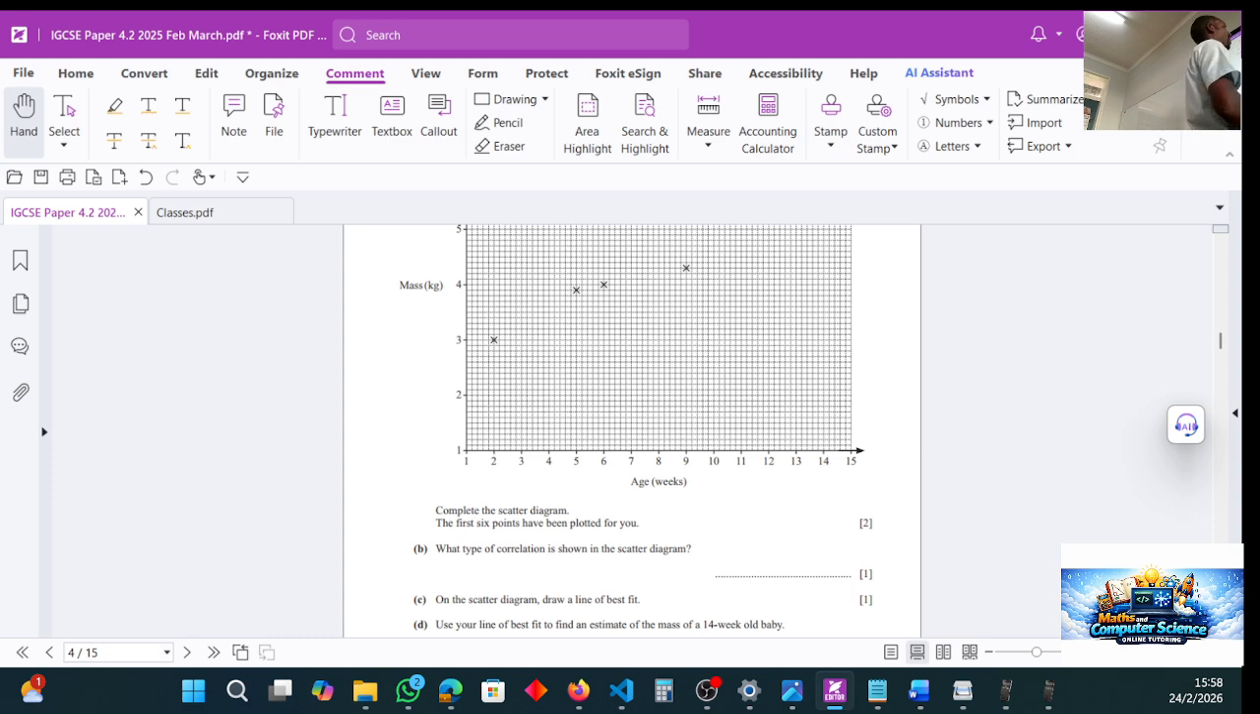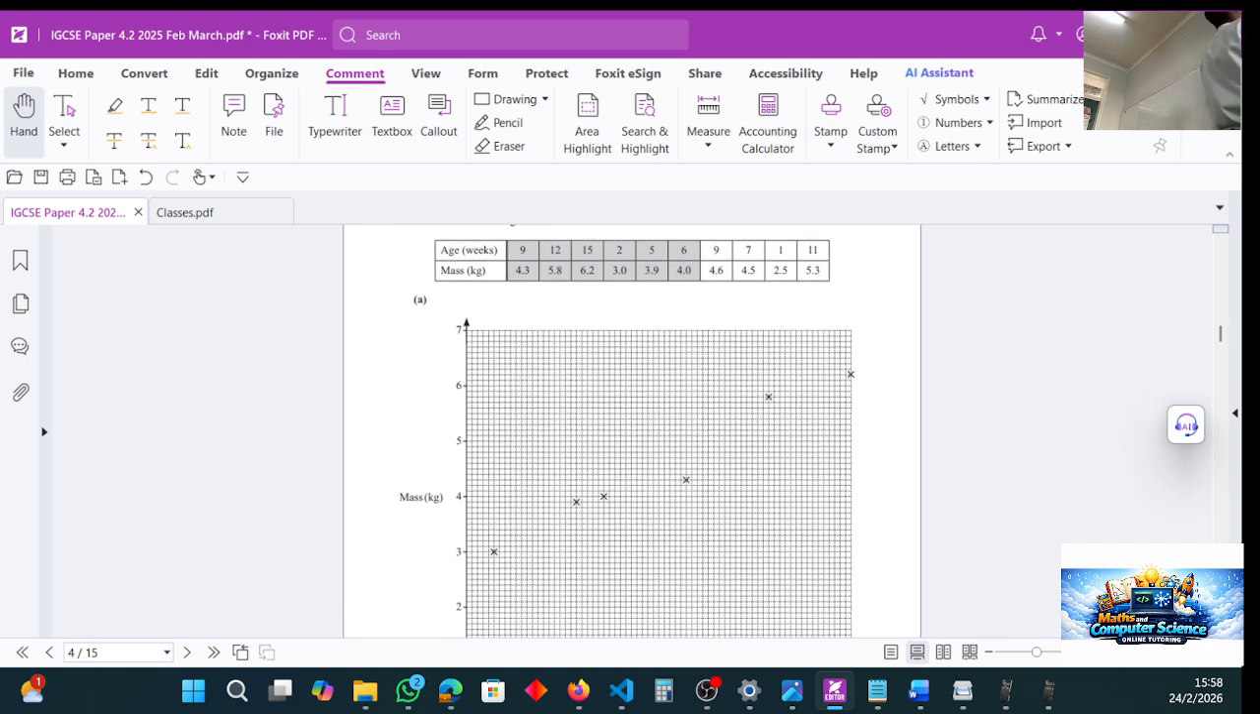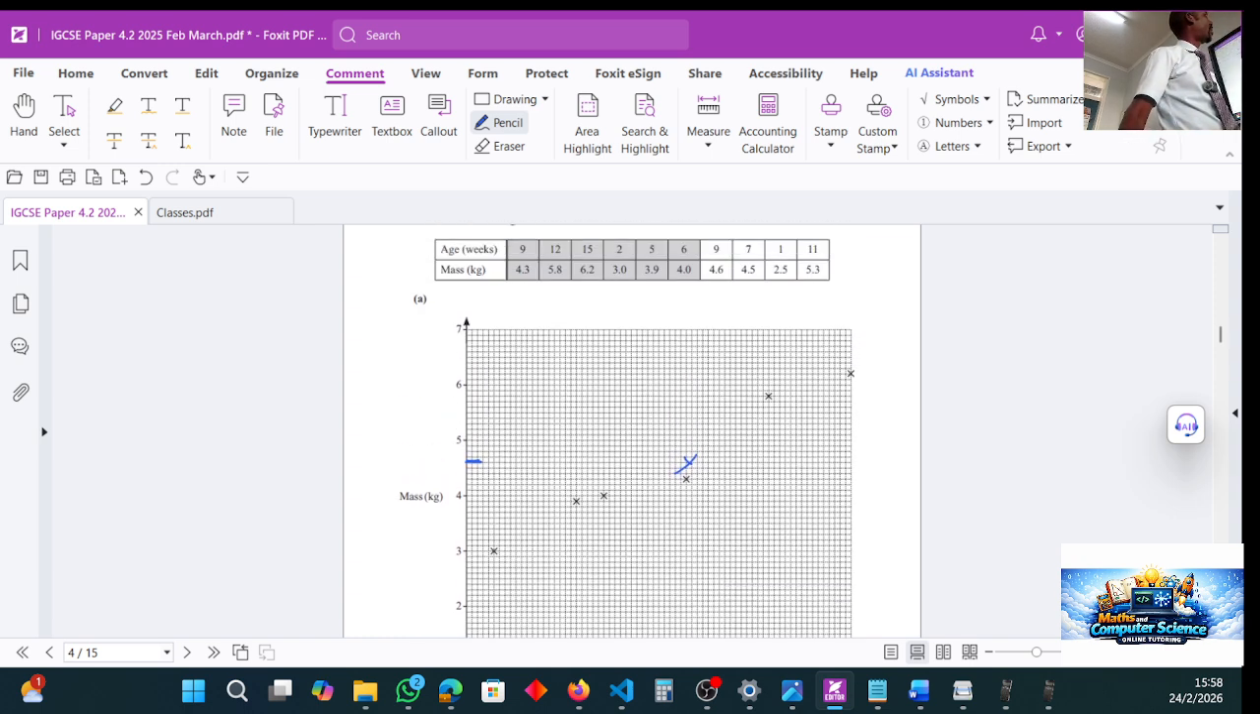So we are being asked to complete this scatter diagram. The first 6 points have been plotted for us. We pick the type of correlation from the other points that we plot. Let's check. The next one is 9 for age, 4.6 for mass. So I'll mark 9 for age, then 4.6, and it looks like our 4.6 is here. If these two lines intersect, now I have my point there.